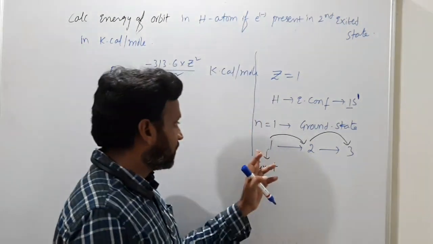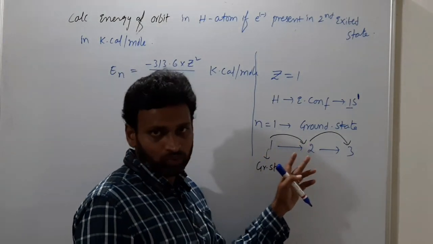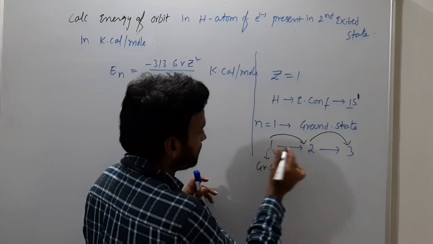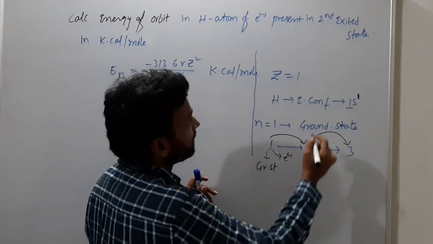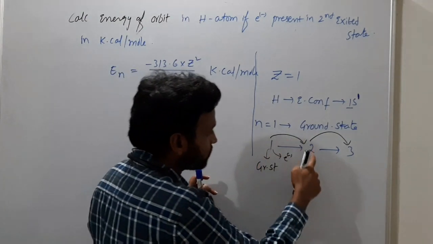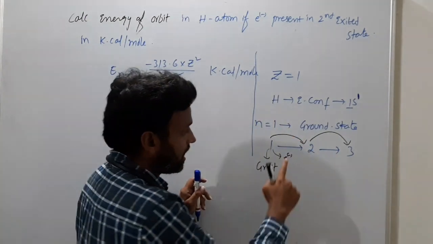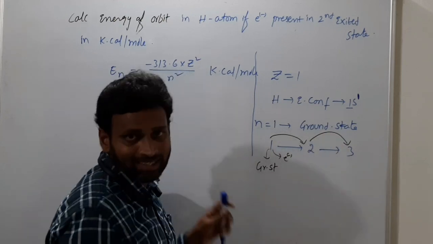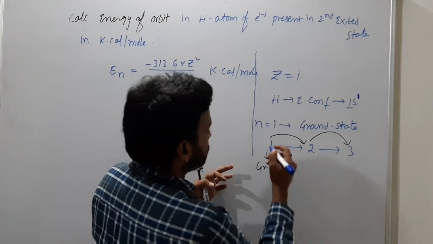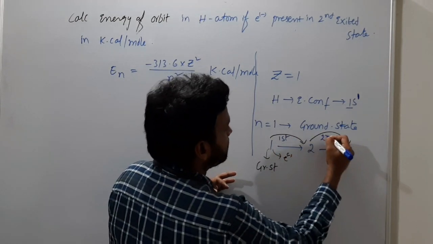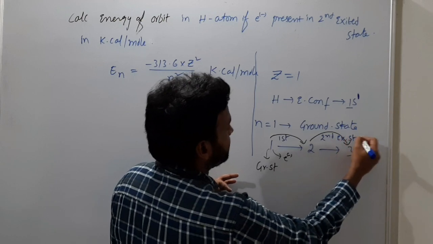Understanding, everyone? 1 converted to 2. The electron actually present in the first shell jumps into the second, that is the first excited state. This electron again goes from second to third, that is the second excited state. Getting what I am saying? So 1 to 2 is first excited state, 2 to 3 is second excited state.